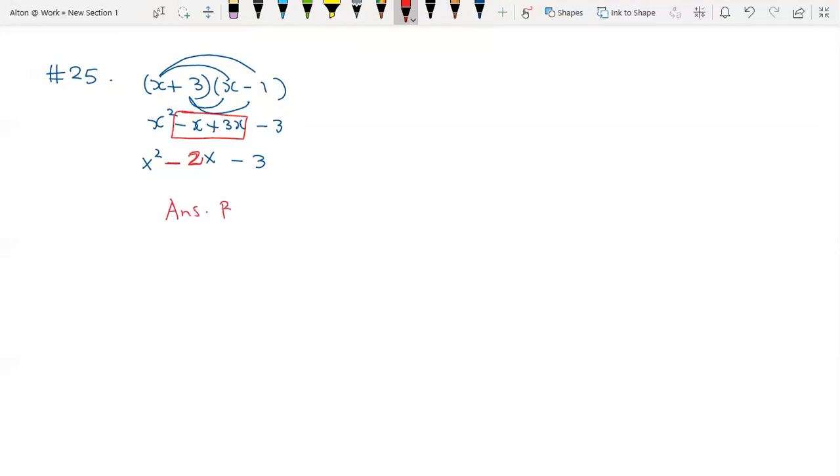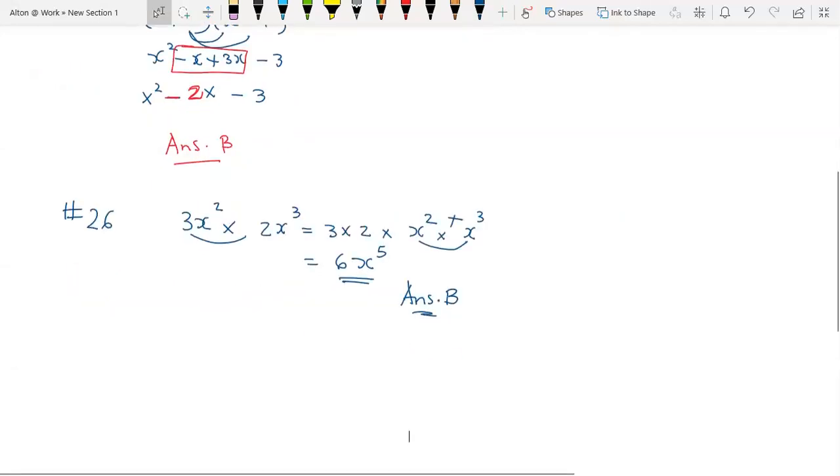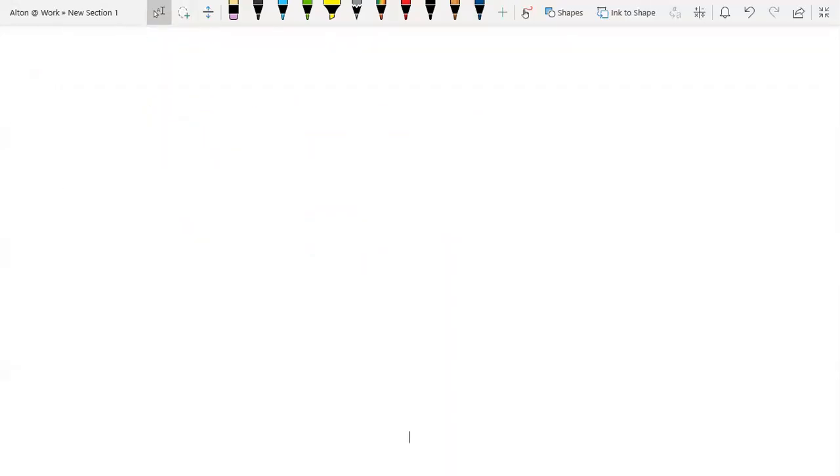Okay, let's go to question 26. So we are given 3x squared. Right, in 27, we are testing our ability to simplify after we substitute values into an expression. So you're given this formula: P is equal to m cubed divided by 2 minus m.